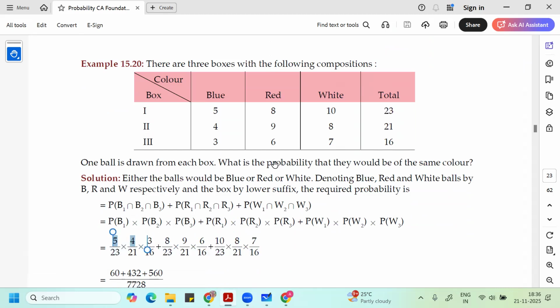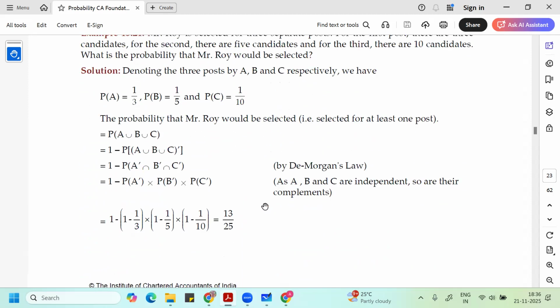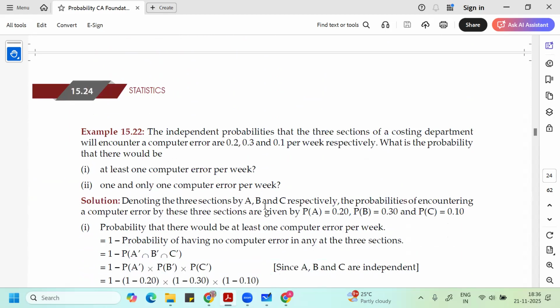Then they can be red in color. Do it the same way for red. Same color. Okay, 8 by 23 into 9 by 21 into 6 by 16, plus then 10 by 23 into 8 by 21 into 7 by 16. Do this, you'll get the answer. Just do this question and all.